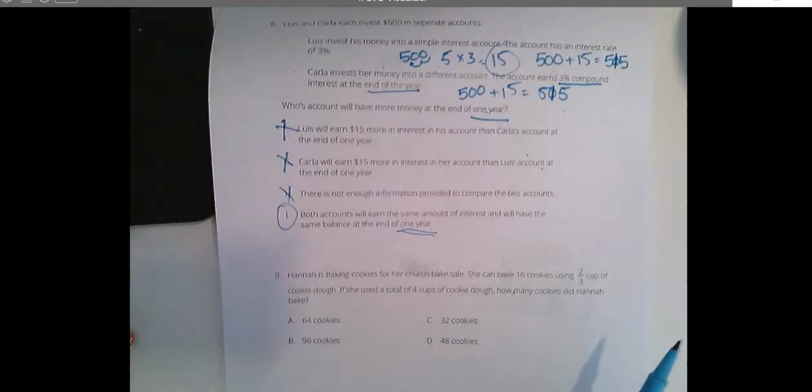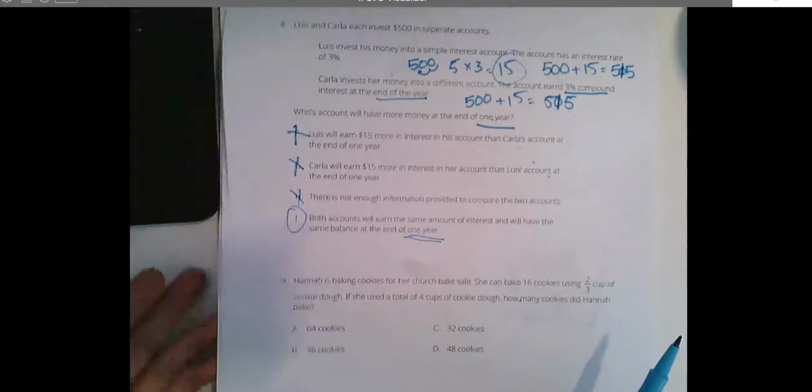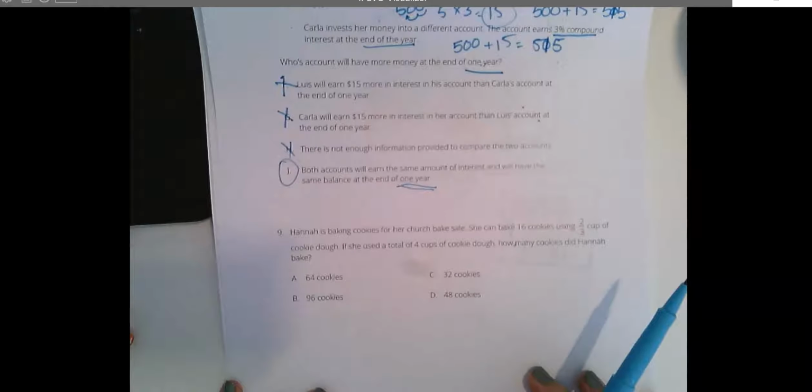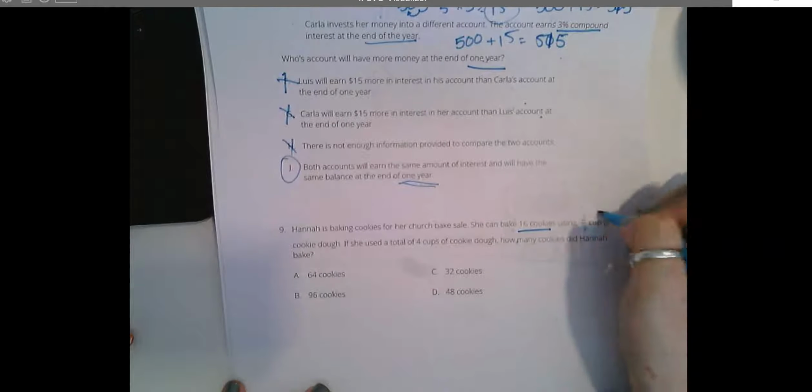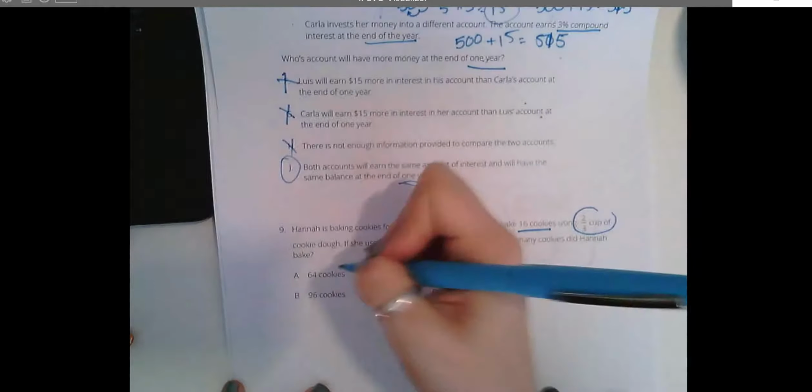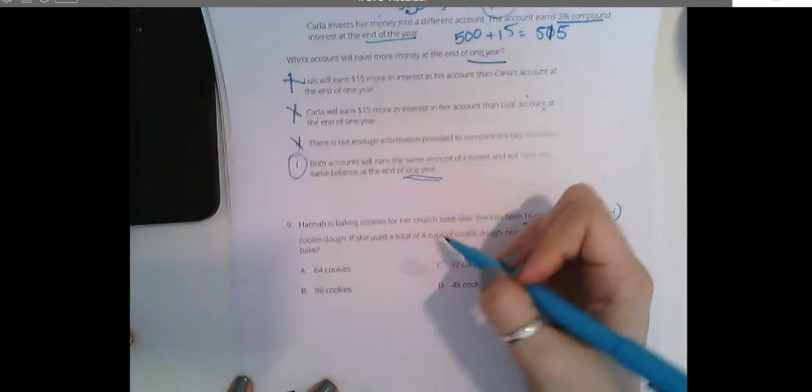All right, moving on to some cookies. Hannah is baking cookies for her church bake sale. She can bake 16 cookies using 2/3 cup of cookie dough. Ooh, yummy. If she uses a total of 4 cups of cookie dough, how many cookies did she bake?